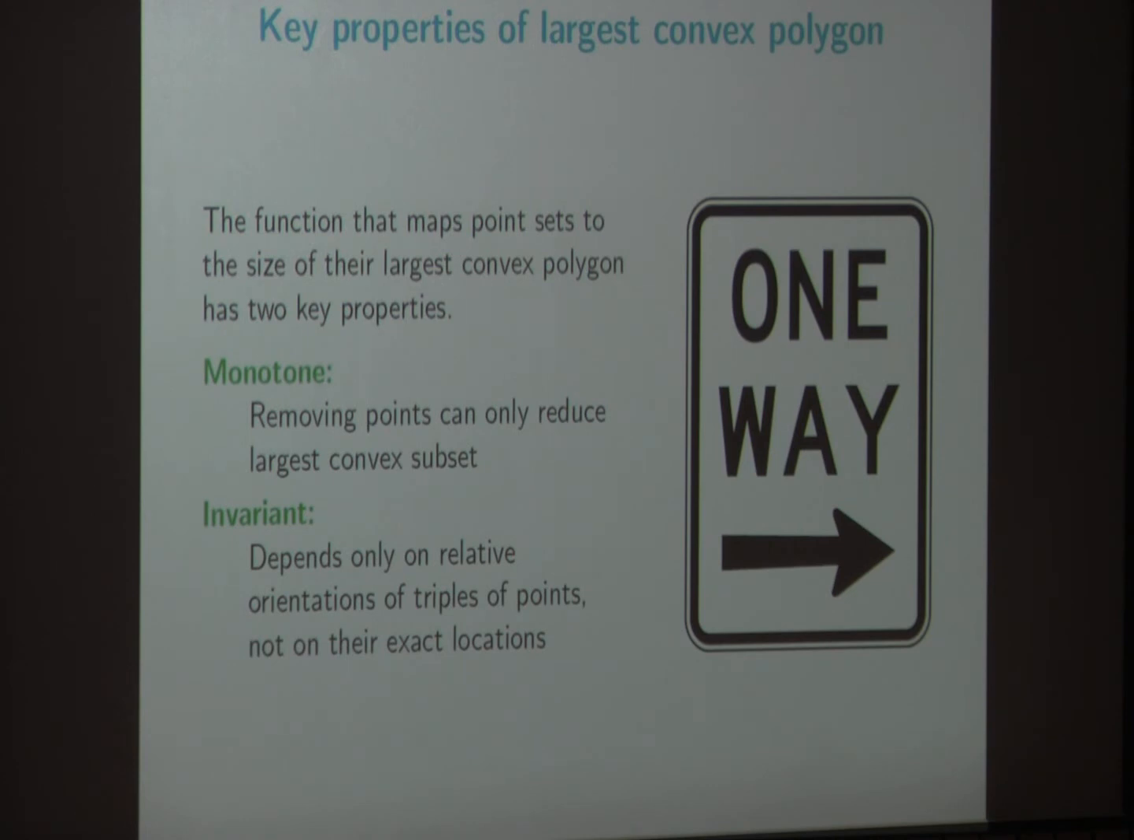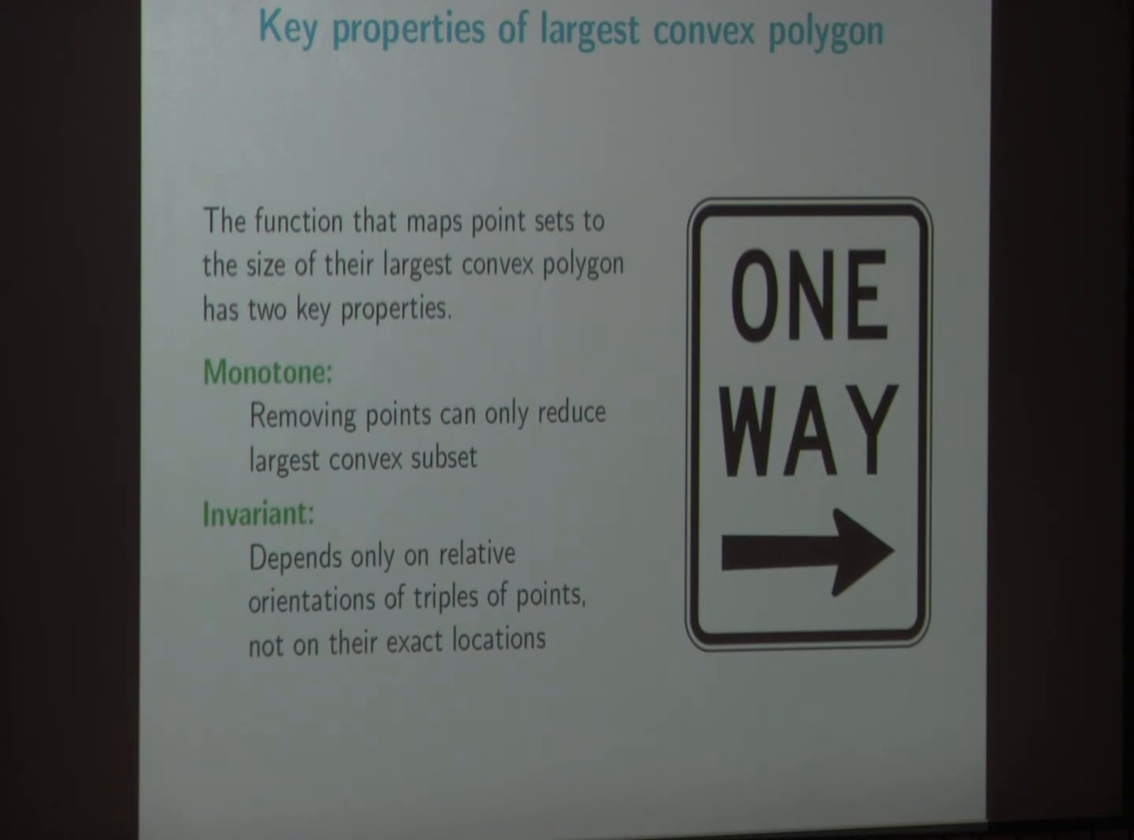It's monotone, and that's the monotone in the title of the talk. It's monotone, meaning if you take away points from your larger point set, you're not going to make the largest convex subset any bigger. It might stay the same size if you take away the points that aren't relevant for it, or it might get smaller, but it's not going to get bigger.